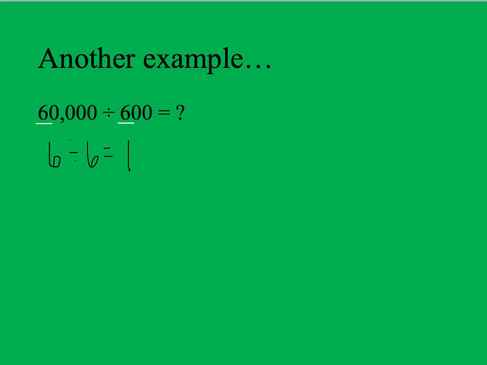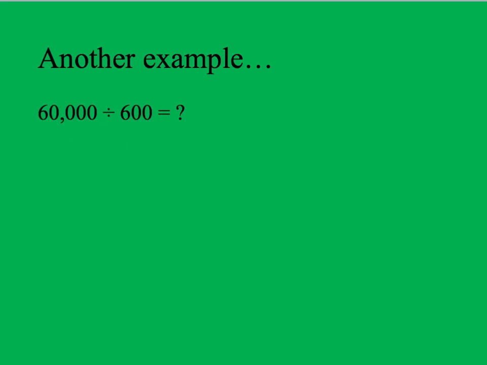So now let's take a look at the zeros in our problem. In my dividend, I have 4 zeros, and in my divisor, I have 2 zeros. So one way we could look at this is to take the number of zeros in our dividend and subtract the number of zeros in our divisor. So here we have 4 zeros minus 2 zeros. That means we would have 2 zeros left over. So we could add just 2 zeros to our quotient.